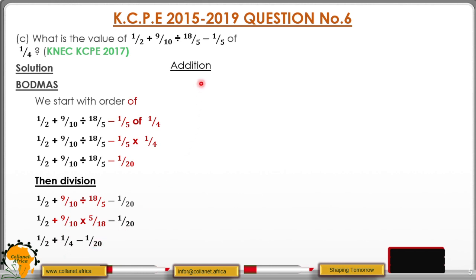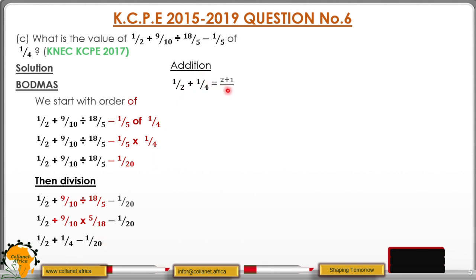Then we move on to addition because it is in that order. Addition, here you have to be very careful because a half carries a positive and a quarter has a positive. So we start with this one and then we move to the other one.